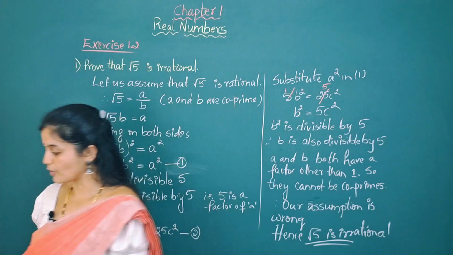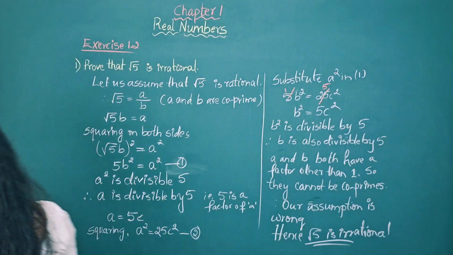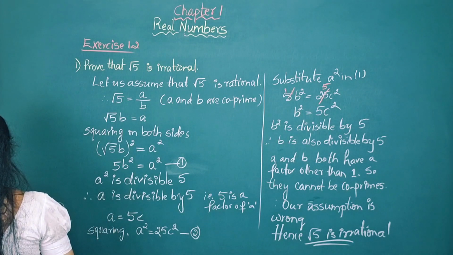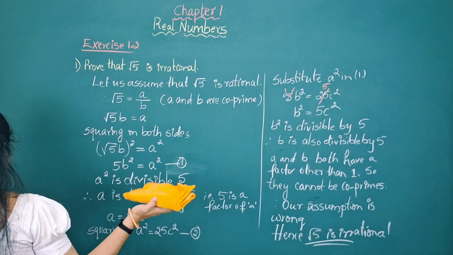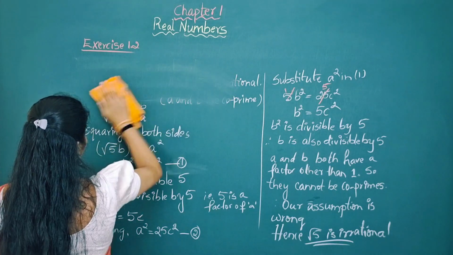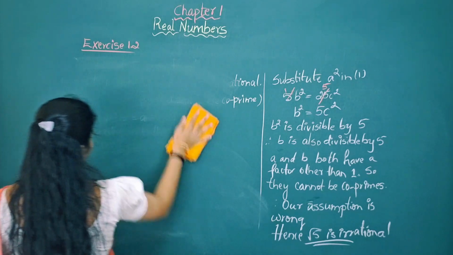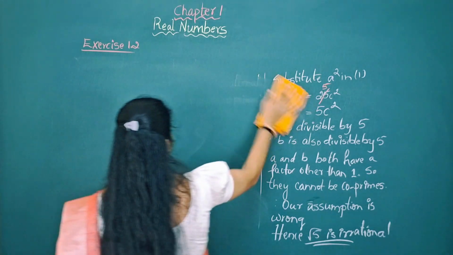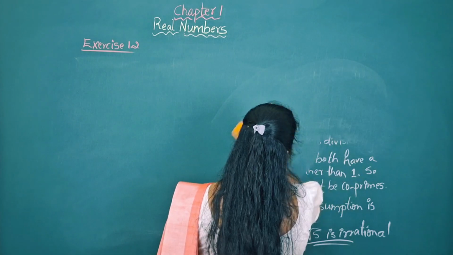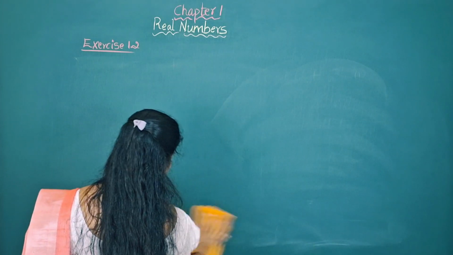Let's proceed to solve question number 2, where you need to prove 3 plus 2 root 5 is irrational. Question number 2: prove 3 plus 2 root 5 is irrational.